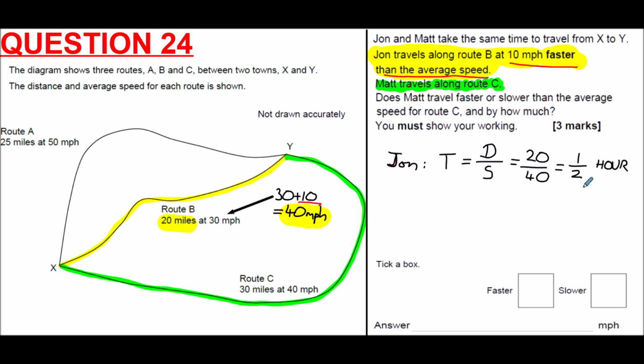And so John takes 30 minutes travelling along route B. Whereas Matt, going along route C, we need to now think if he travels faster or slower than the average speed. Now we're told that they take the same time, and so we know now that Matt must take 30 minutes as well. So he's also going to take 30 minutes. And Matt's travelling 30 miles.